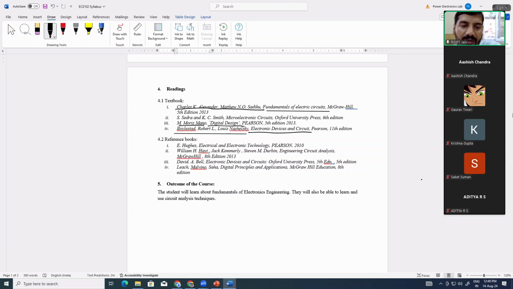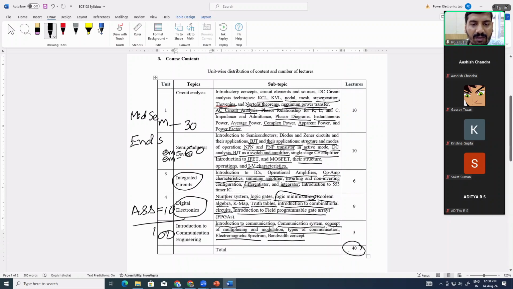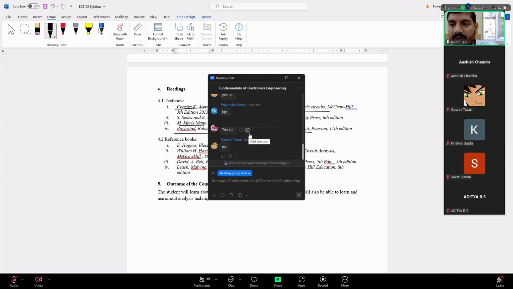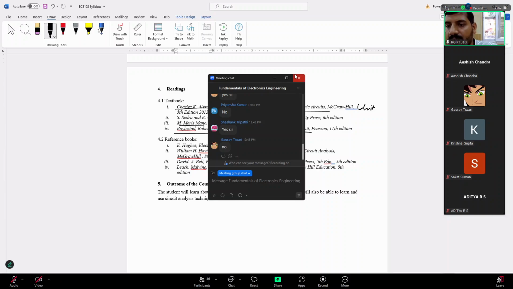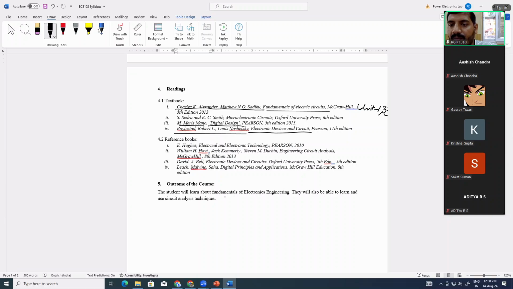The Morris Mano book is for Unit 4, digital circuits. The Alexander and Sadiku book is mostly for Unit 1, and also Unit 3, so by this book you can study Units 1 and 3. The Boylestad book is for Unit 2.